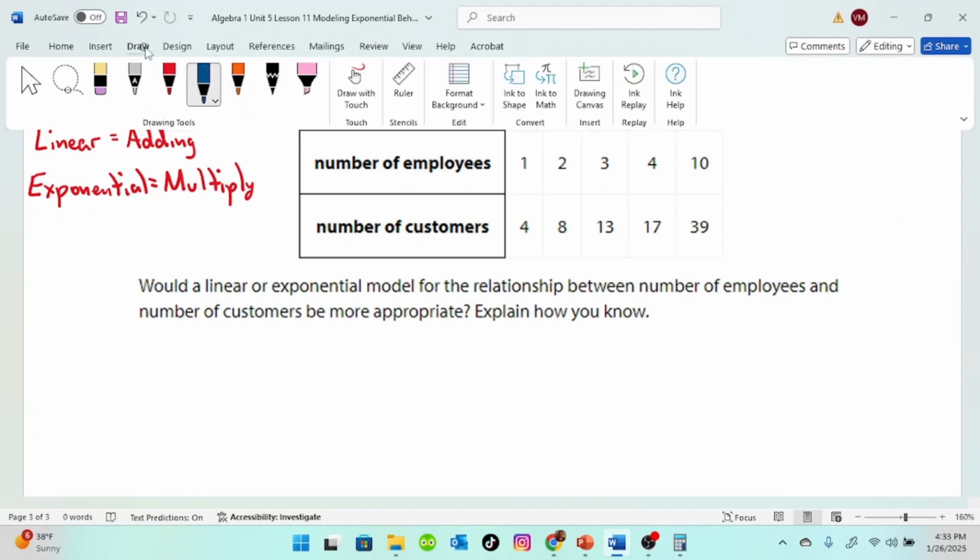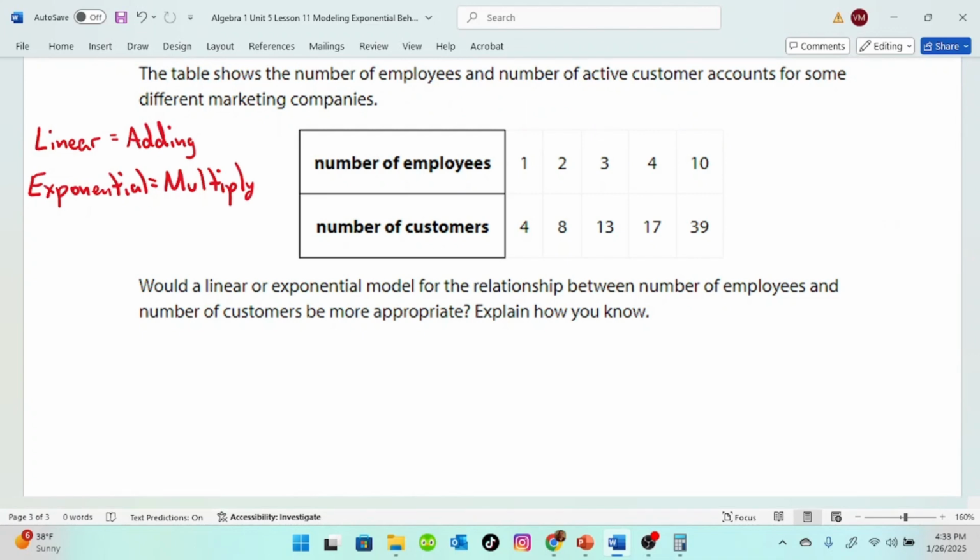So, if we look, we're adding 1 each time when we start out here. So down at the bottom, we can see that we add 4 to go from 4 to 8. We add 5 to go from 8 to 13. And we add 4 again to go from 13 to 17. So every time we increase x by 1, we add about 4 or 5 each time.